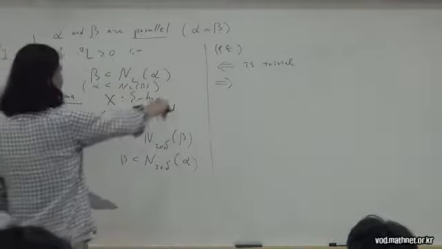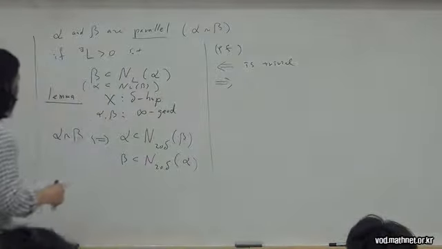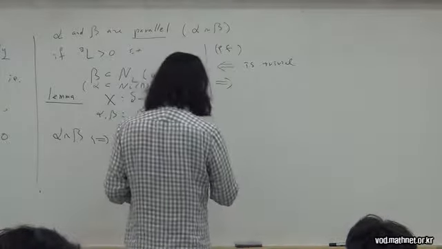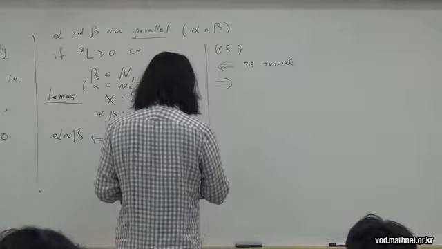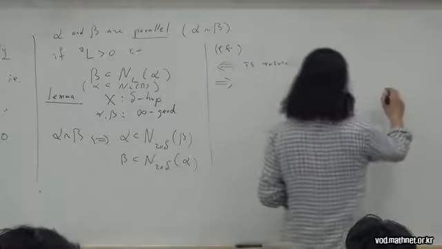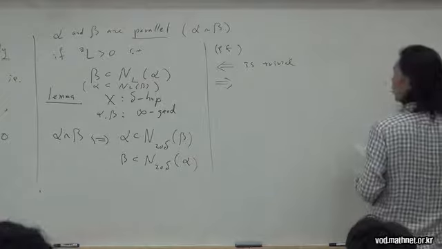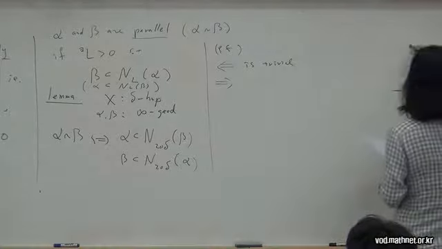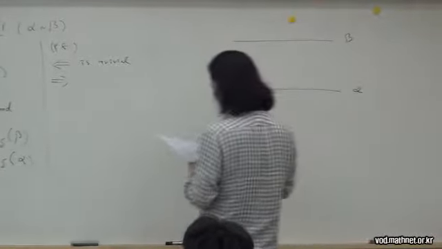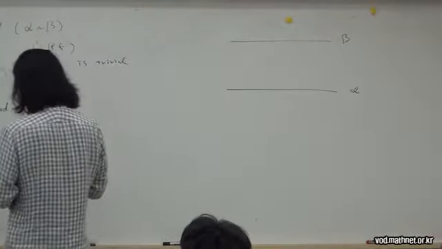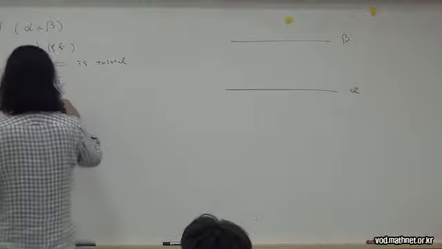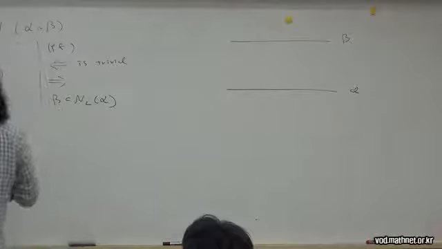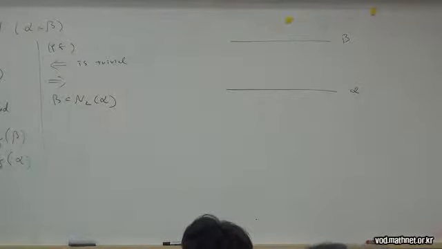Okay, so this is more important. Let me say a few words on why this implication holds. All right, so what is the picture? This is alpha, and this is beta. So beta is contained in... Okay, this is a function. This is parallel, that means this one.